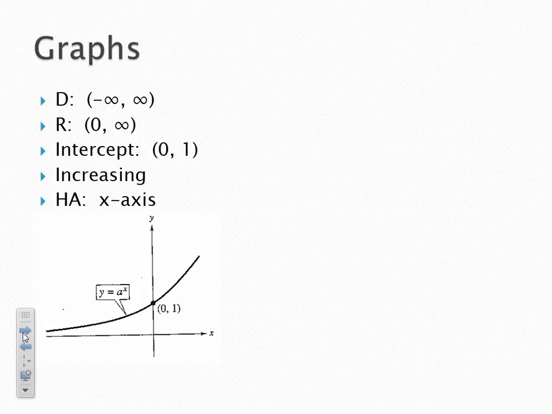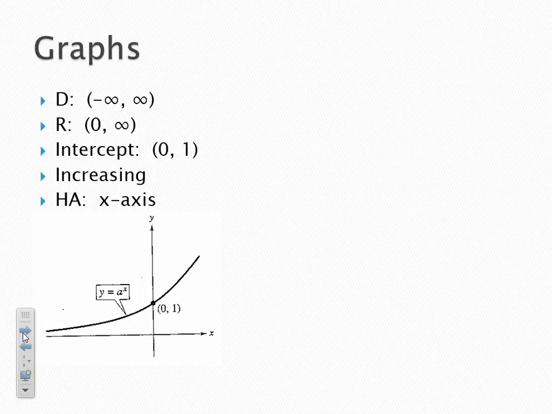The y-intercept specifically is the point (0, 1). The reason for that is if we take any number to the 0 power, it is 1. That's why our intercept is where it's at. And this function is constantly increasing from left to right.